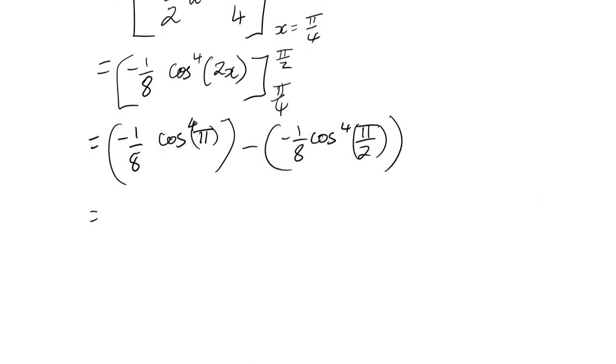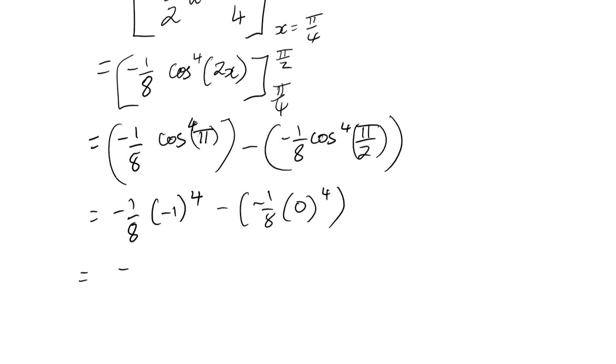Okay, using your knowledge of the unit circle, cos of pi is negative 1, and cos of pi on 2 is 0. And so that's negative 1/8. Don't be alarmed by a negative solution. Definite integrals can be negative. It's areas that cannot be negative, and that's the subject of a different video.